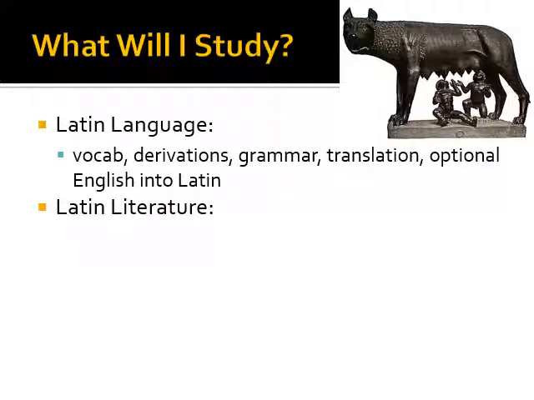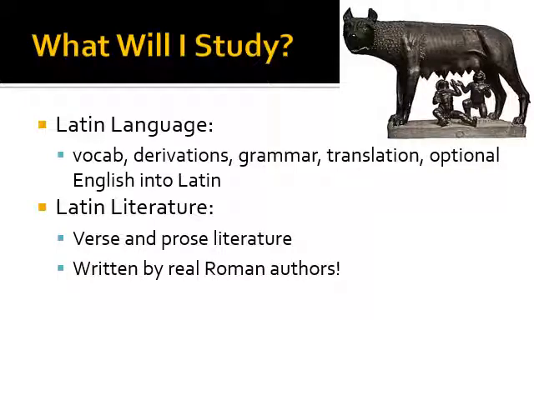The second part of the course is the literature section, so our set texts. And we get one verse and one prose literature. So verse is poetry, and prose just means not poetry. And these are texts that were written by real Roman authors. So this is quite exciting. They are genuine works of literature by real Romans. They're not written for a textbook or anything like that. They are genuine works of Roman literature.